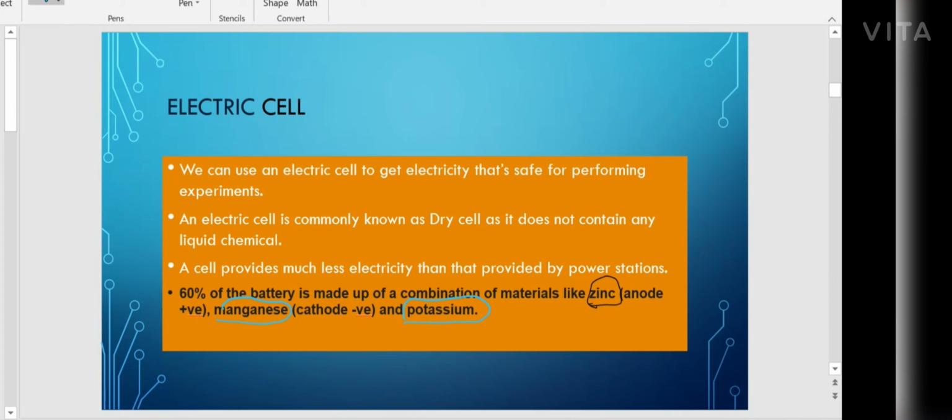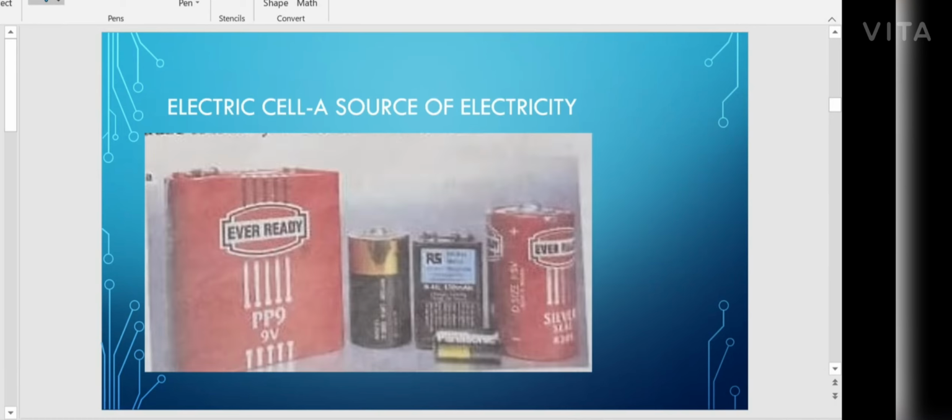Now here you can see two terms which are not familiar to you, anode and cathode. I will explain to you what anode and cathode are. Once the electric cell diagram comes, it will be easy for you. You can see here the different types of batteries.